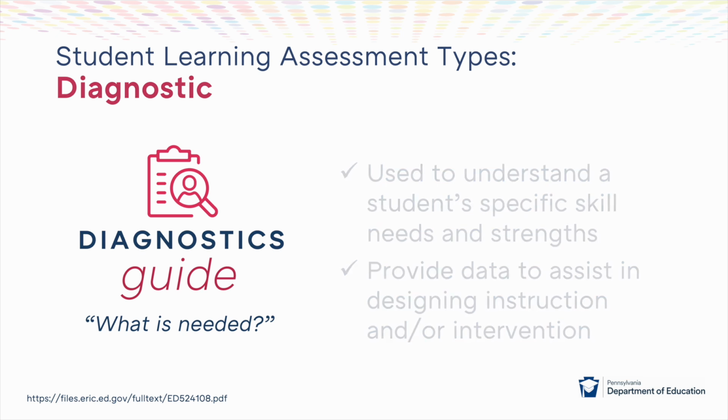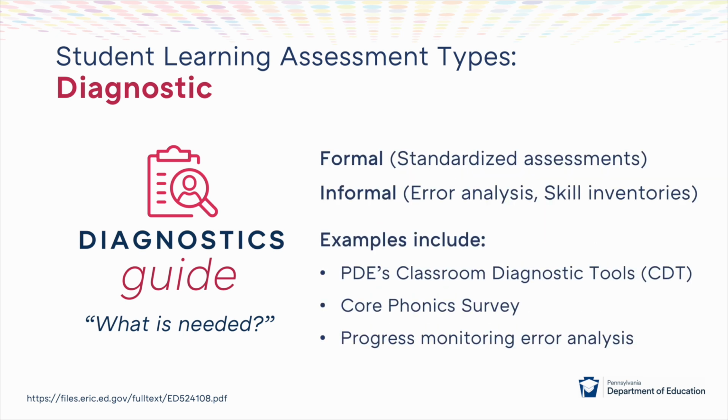There are both formal and informal diagnostic assessments. Formal might be standardized measures that have technical reliability behind them, like Pennsylvania's CDT. Informal measures can also be useful and might look more like skill inventories such as the CORE Phonics Survey and error analysis of student work. Additionally, progress monitoring probes, which are formative in nature, can be used diagnostically if an error analysis is performed.